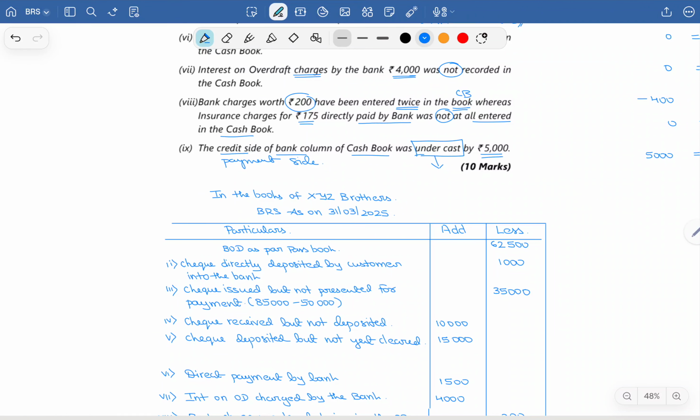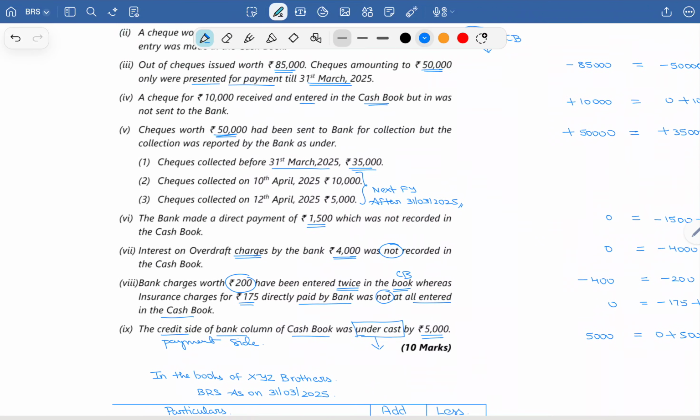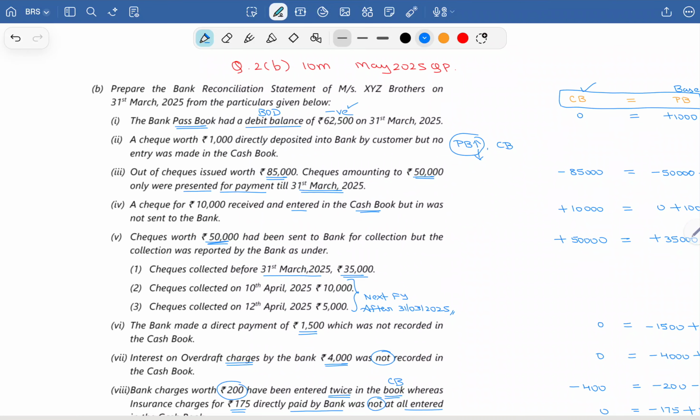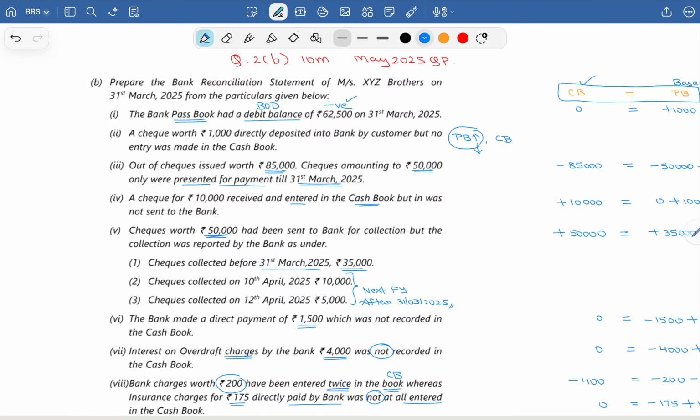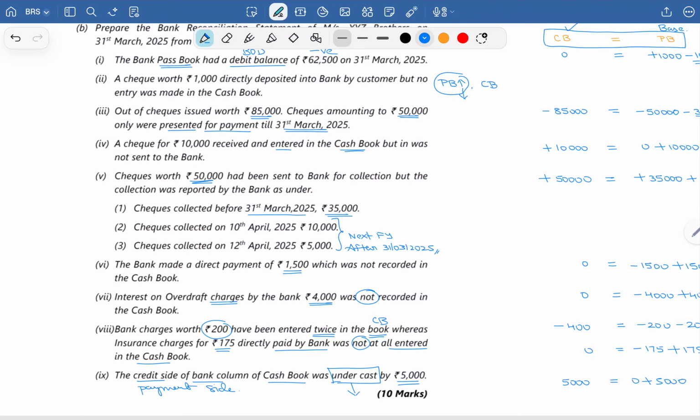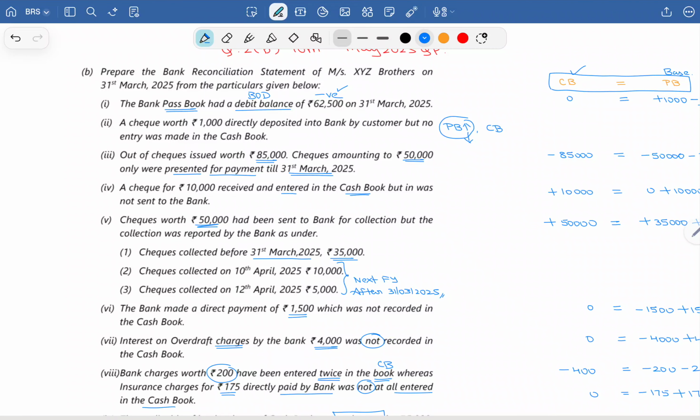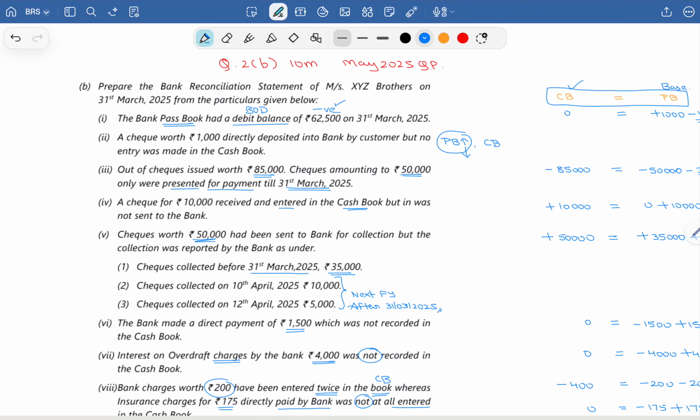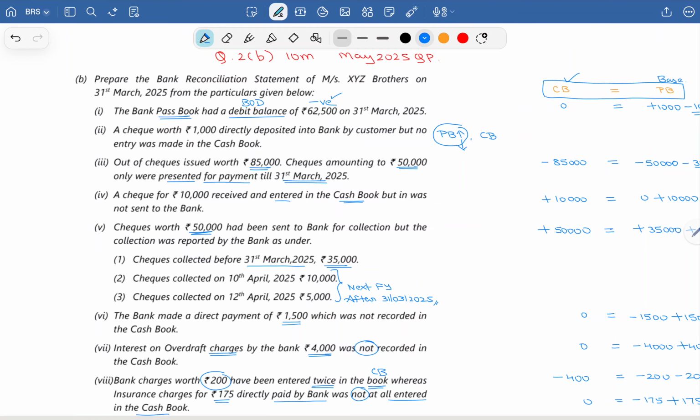This question was asked for 10 marks in May 2025. In the next video we will solve the next question paper. Till then, go through this question, practice these questions again and again. Every time they ask this bank reconciliation statement question for 5 to 10 marks in this chapter's weightage. So practice the question well, and if you have any doubt you can comment on this video.